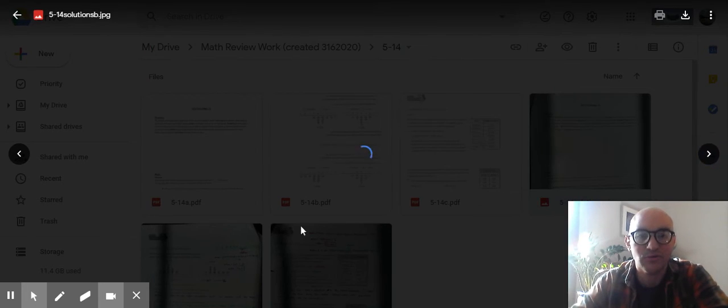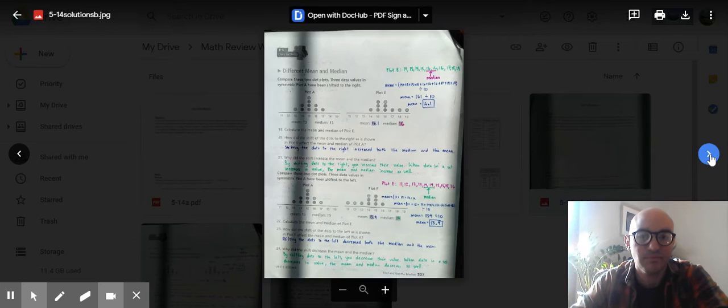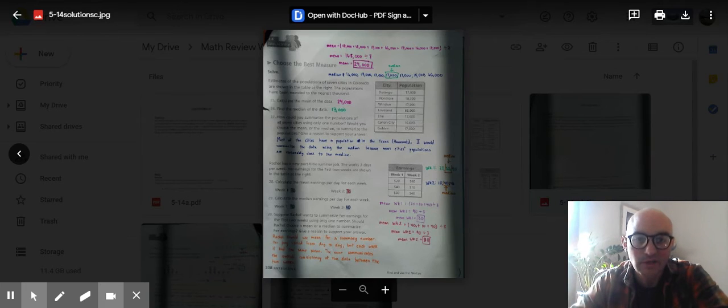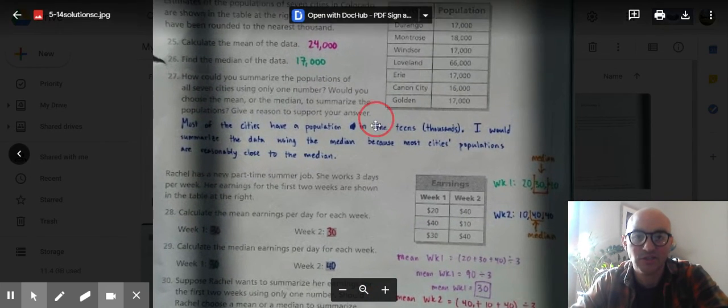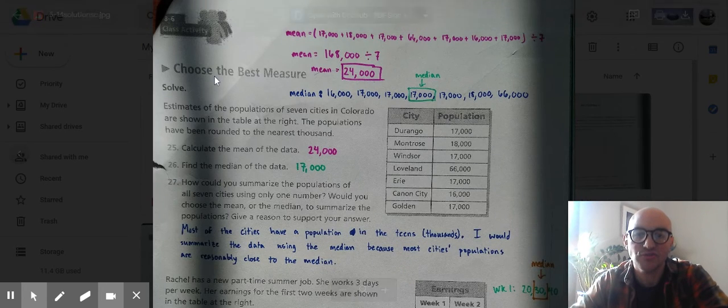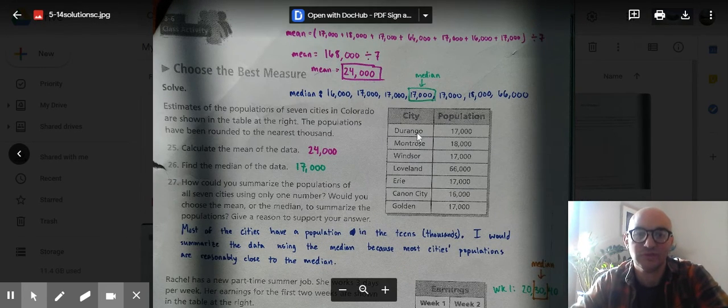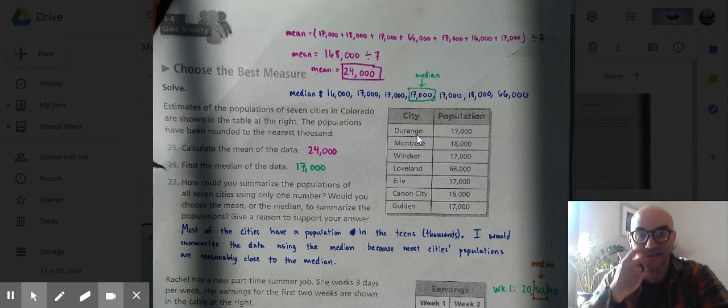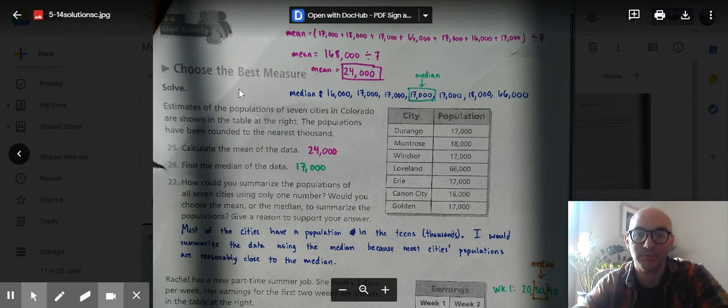I'm going to take you over to page 338. So these are the challenge problems here. It says choose the best measure. And so what you'll see is this data table with cities and populations at the top of your page. So let's get into it here.